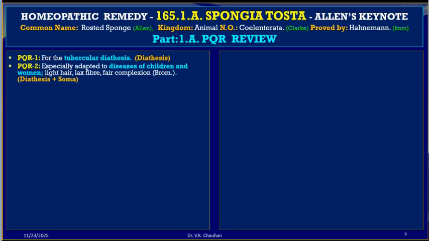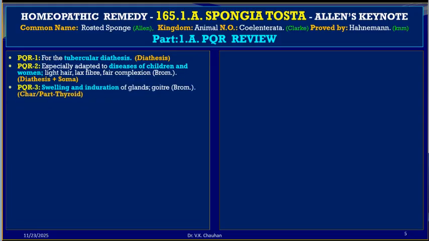PQR2 tells us: especially adapted to diseases of children and women. Light hair, lacks fiber, fair complexion, and comparison is Bromium. So this particular sentence, this PQR, has two components. One is the physical attributes of Spongia tosta, the somatic client characteristics, and second is the diathesis. What is the diathesis? Especially for diseases of children and women.